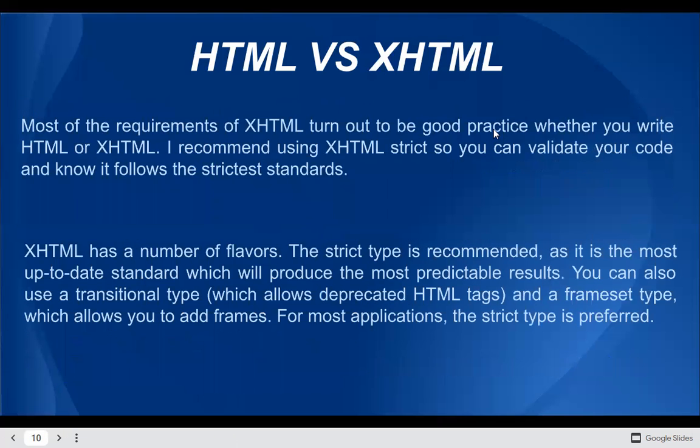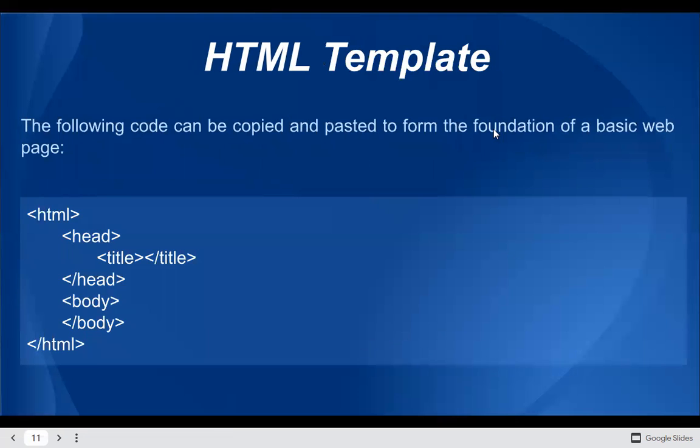Okay. What is the basic difference between HTML and XHTML? Most of the requirements of XHTML turn out to be good practice whether you write HTML or XHTML. I recommend using strict so you can validate your code against the strictest standards. For XHTML, the strict type is recommended as it is the most up-to-date standard, which will produce the most predictable results. You can also use the transitional type, which allows deprecated HTML tags, and the frameset type, which allows you to add frames. For most applications, the strict type is preferred.